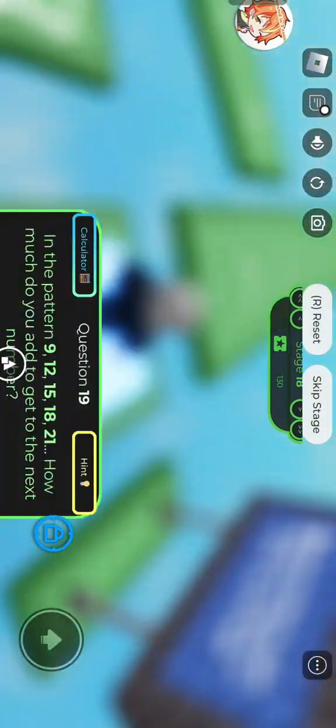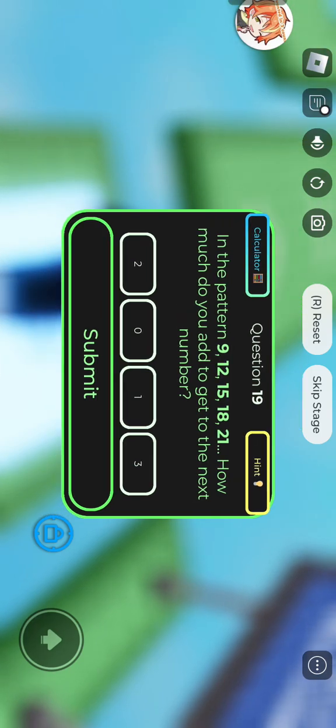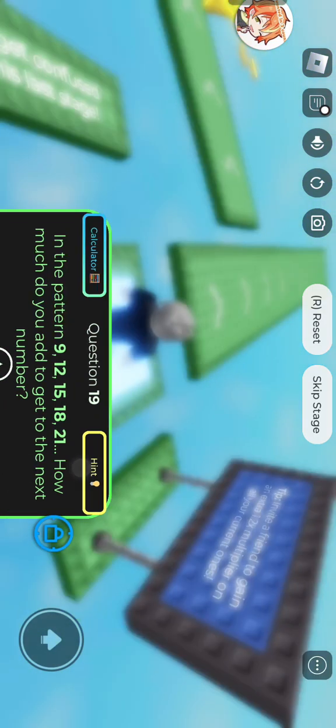Okay. In the pattern 9, 12, 15, 18, 21, how much do you add to get to the next number? 9. That's 10, 12, 3, 3, 6, 3, 3, 3.